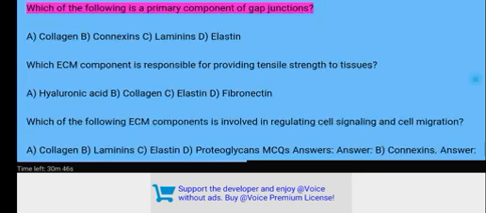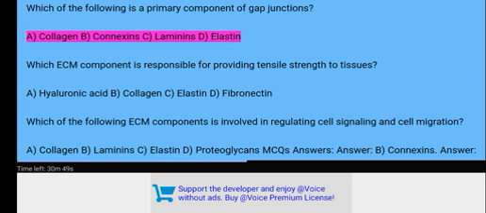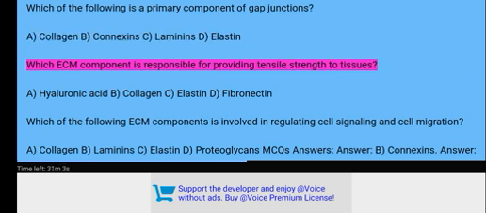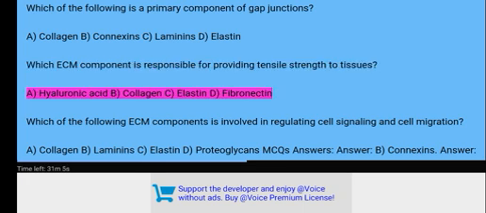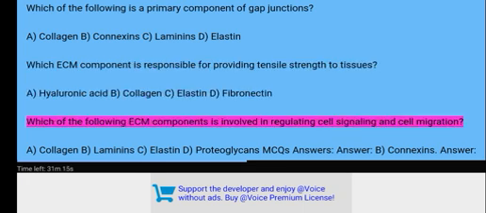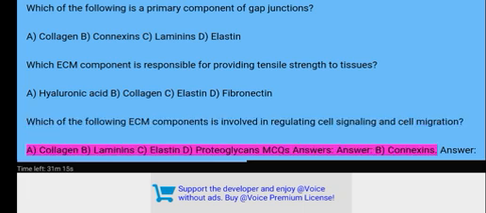MCQs. Which of the following is a primary component of gap junctions? A. Collagen. B. Connexin. C. Laminins. D. Elastin. Which ECM component is responsible for providing tensile strength to tissues? A. Hyaluronic acid. B. Collagen. C. Elastin. D. Fibronectin. Which of the following ECM components is involved in regulating cell signaling and cell migration? A. Collagen. B. Laminin. C. Elastin. D. Proteoglycans.